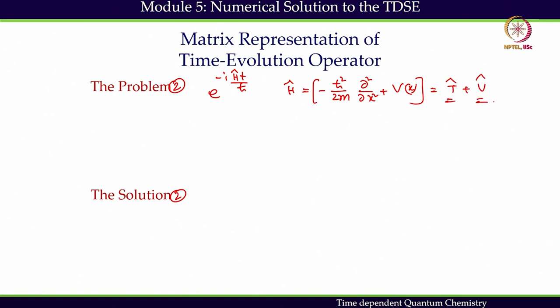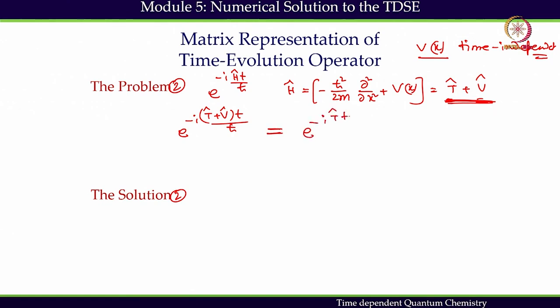There are two operators which are clubbed together to form this Hamiltonian operator. And we are still assuming that V x is time independent. We will come to the problem later where we will be dealing with time dependent V. So, because this is a summation of these two operators, one can write here e to the power minus i (T plus V) t by h cut, which we may want to write down like this way. This is nothing but e to the power minus i T t by h cut, e to the power minus i V t by h cut.